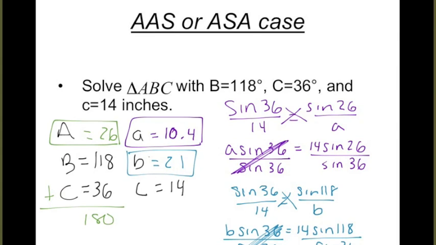Our quick double check is just to make sure that the biggest angle B matches the biggest side b, and the smallest angle A matches the smallest side a. Doesn't guarantee they're right, but if that doesn't match up, your answer is definitely wrong. Okay. Questions on this type of problem?